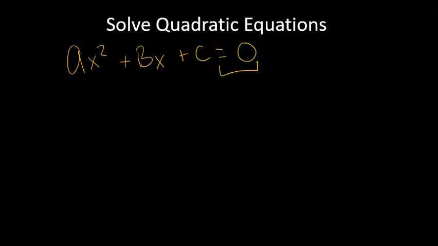This one's important right here. It has to equal 0, right? So the a, b, and c, those are going to be numbers. The first two are called coefficients. If it's naked by itself, it's called a constant.